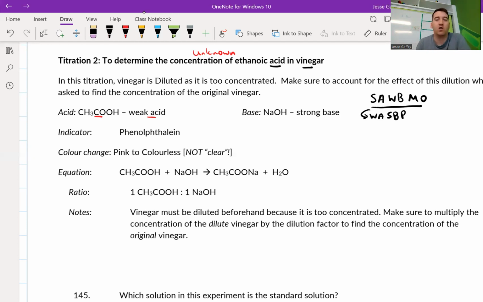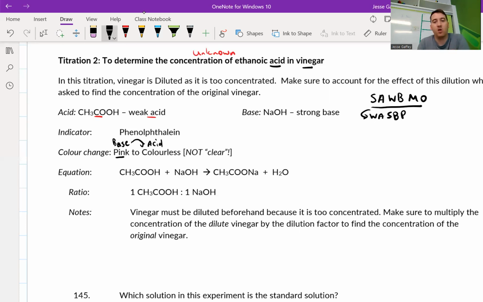And the color change is pink to colorless because originally the phenolphthalein is in with the base. It's pink in a base. It's in the conical flask with the base, the sodium hydroxide, and then on the last drop at the endpoint, the solution turns from basic to acidic, and phenolphthalein is colorless in an acid.